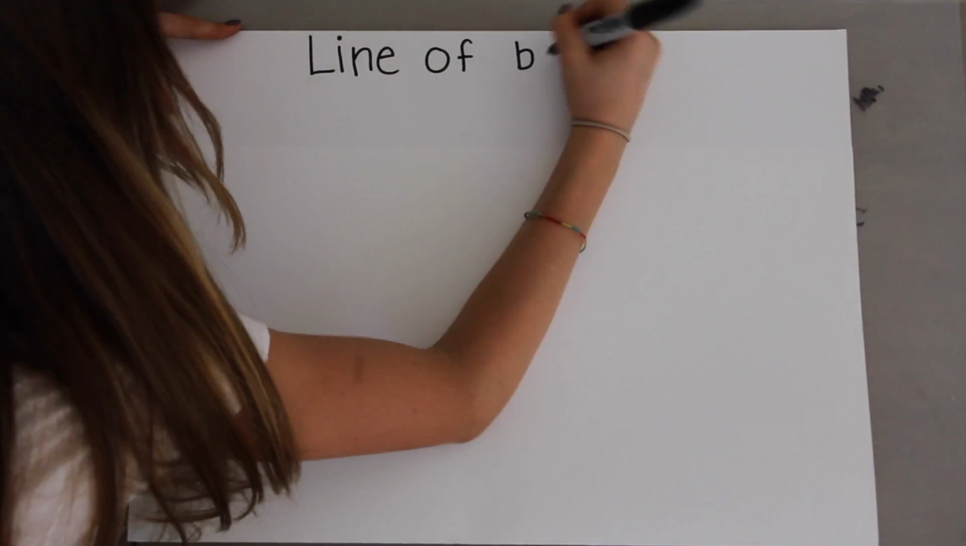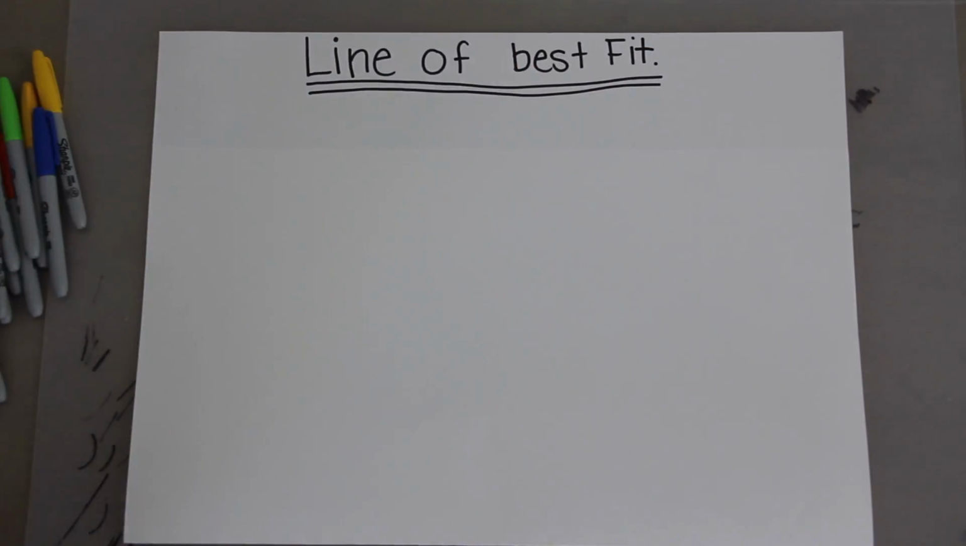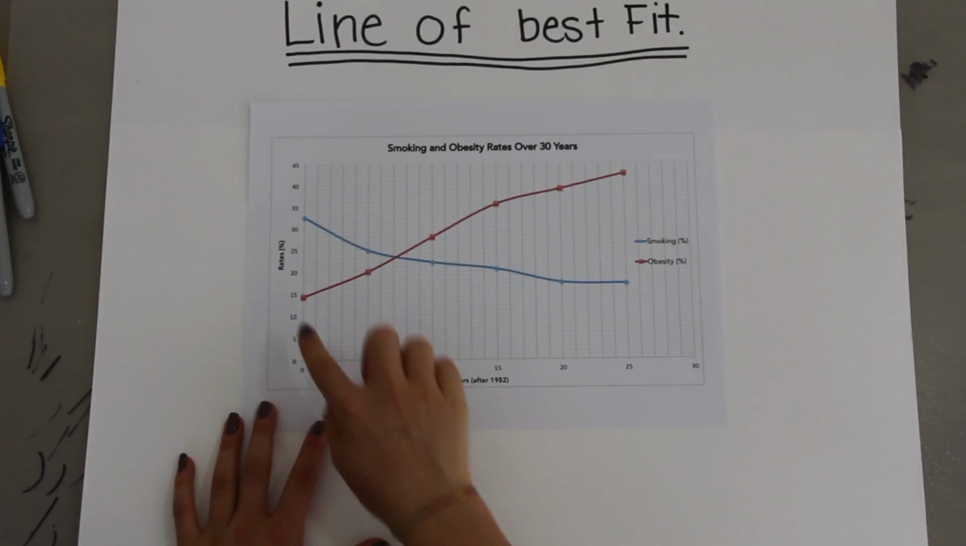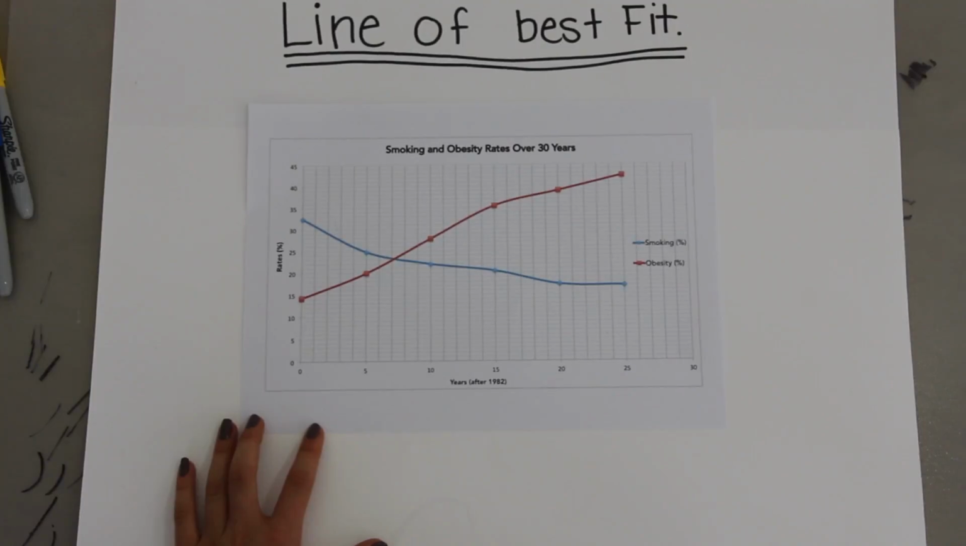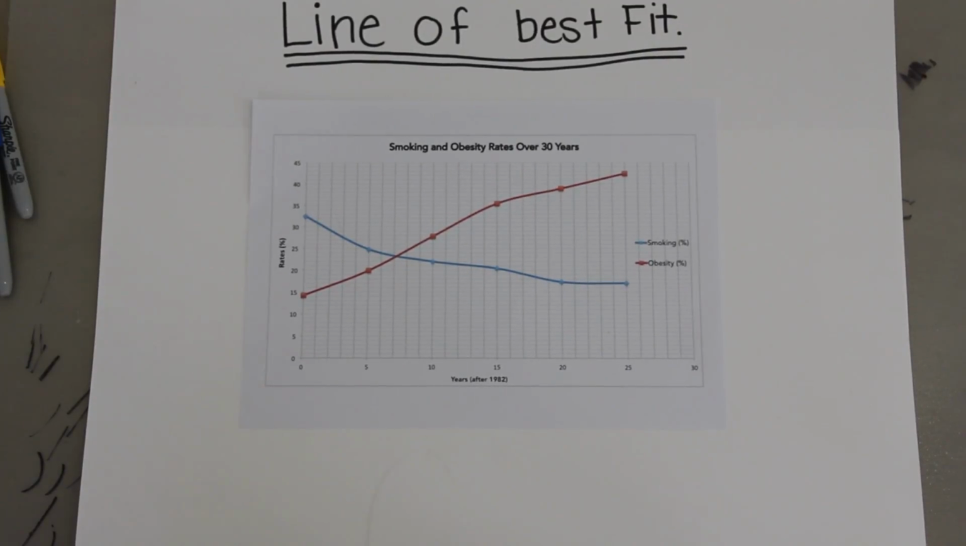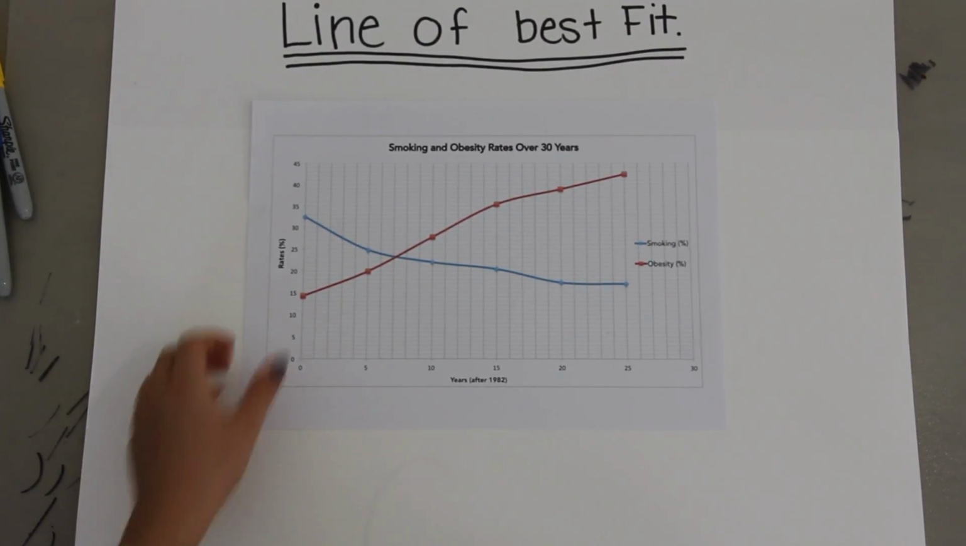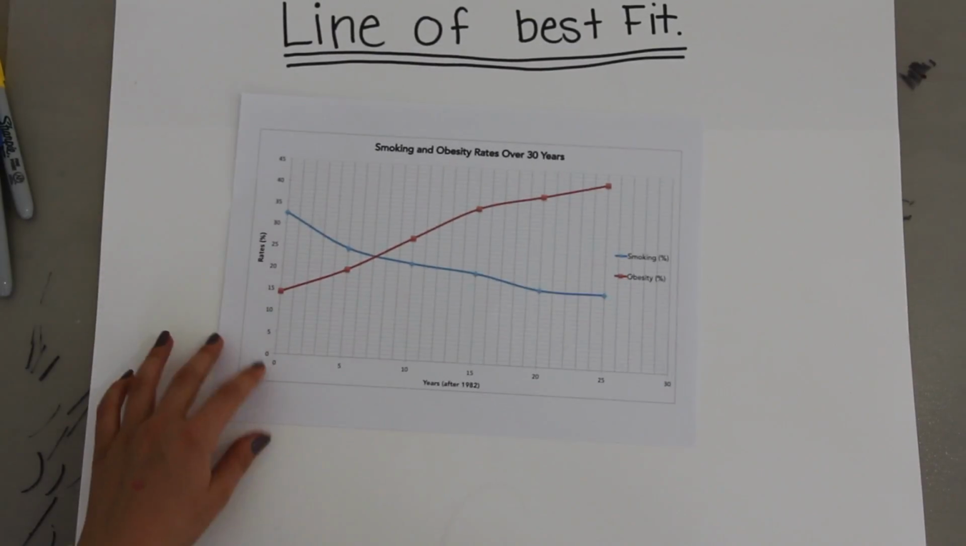Hello everyone, today we'll start by looking at the line of best fit. When we look at the line of best fit, it needs to be in the center or as close to as many points as possible. The first step in finding the line of best fit is to take your data and plot it on a graph, which I have already done.